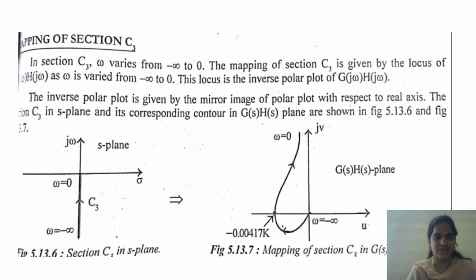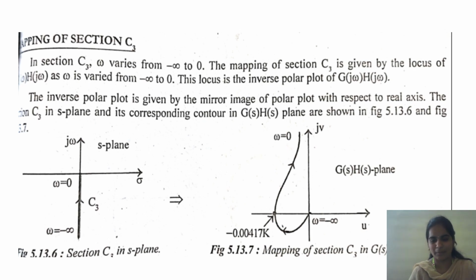Mapping of C3 in the s-plane, where omega varies from minus infinity to 0. The mapping of section C3 is given by the locus G(s)H(j omega), as omega varies from minus infinity to 0. This is the inverse polar plot.